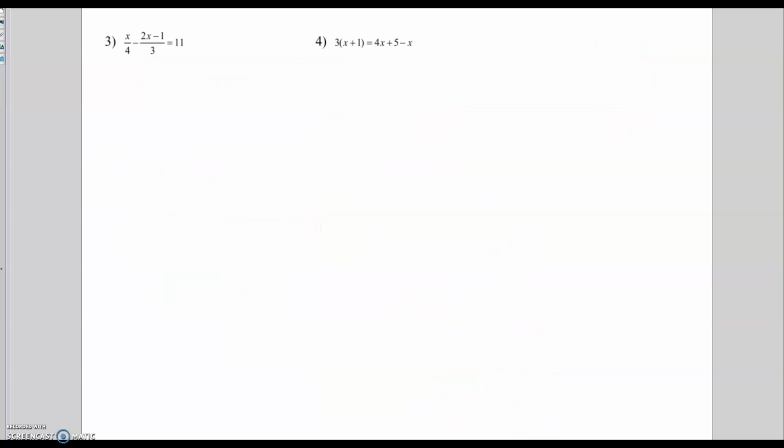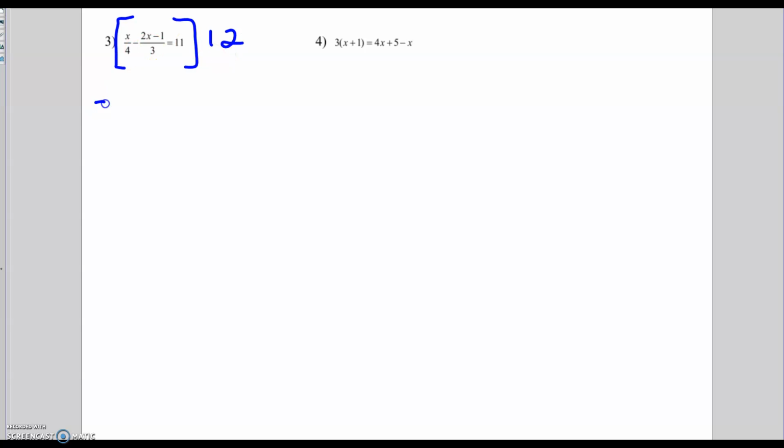All right, so 3 and 4. For number 3, we have fractions again. What number could we multiply the entire equation by in order to get rid of the numbers 4 and 3? If you said 12, you are correct. So we're going to multiply the entire equation by 12.